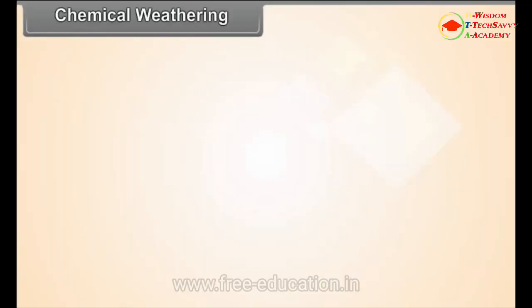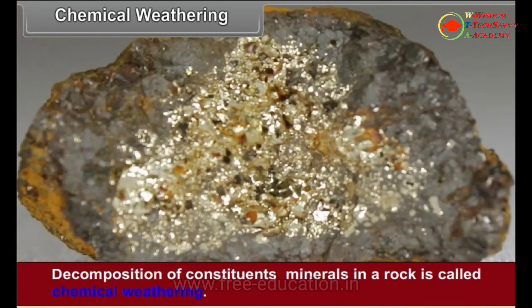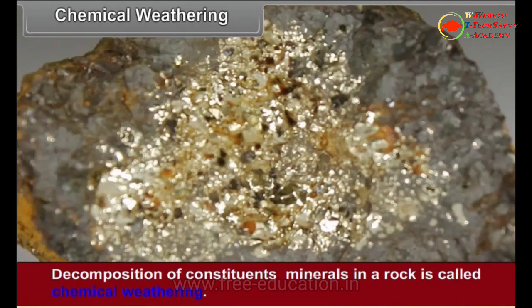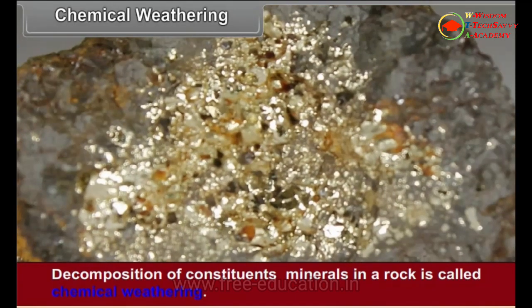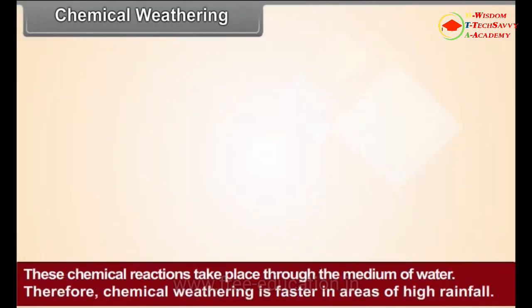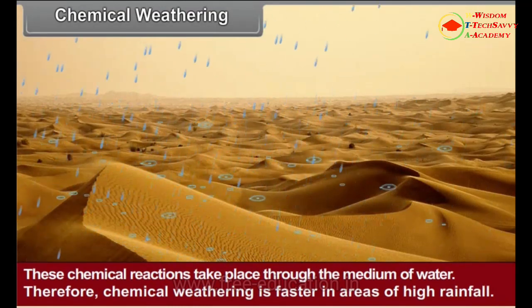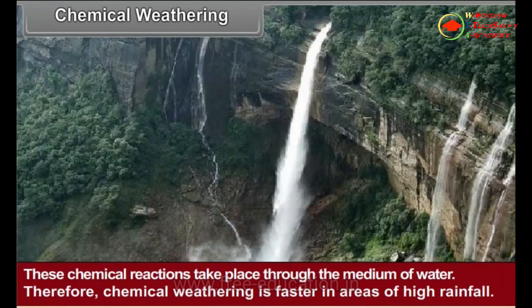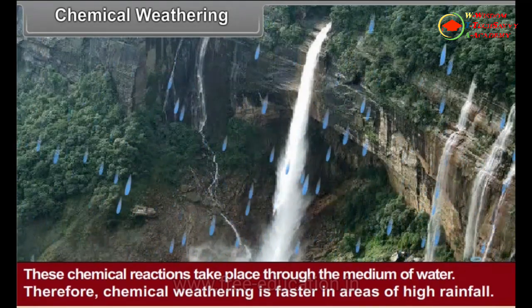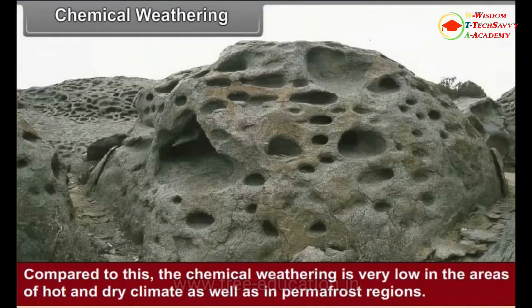Chemical weathering. Decomposition of constituent minerals in a rock is called chemical weathering. These chemical reactions take place through the medium of water. Therefore, chemical weathering is faster in areas of high rainfall. Compared to this, chemical weathering is very low in the areas of hot and dry climate as well as in permafrost regions.